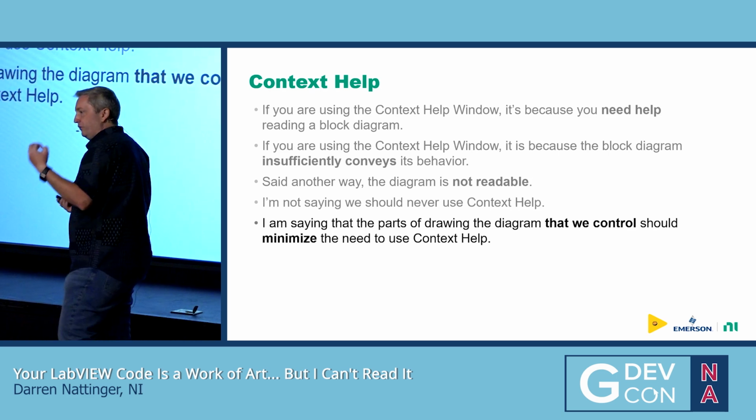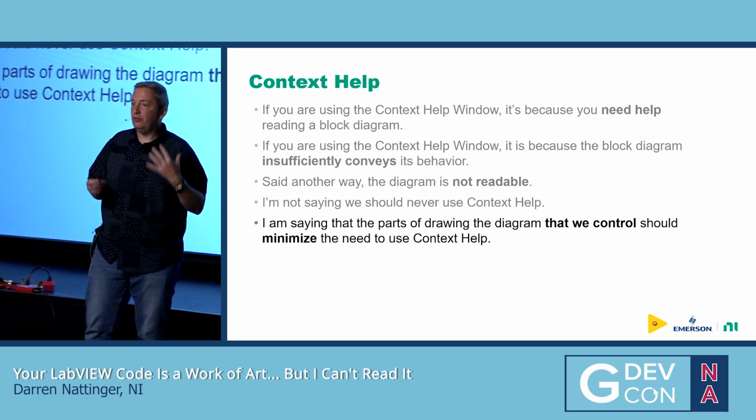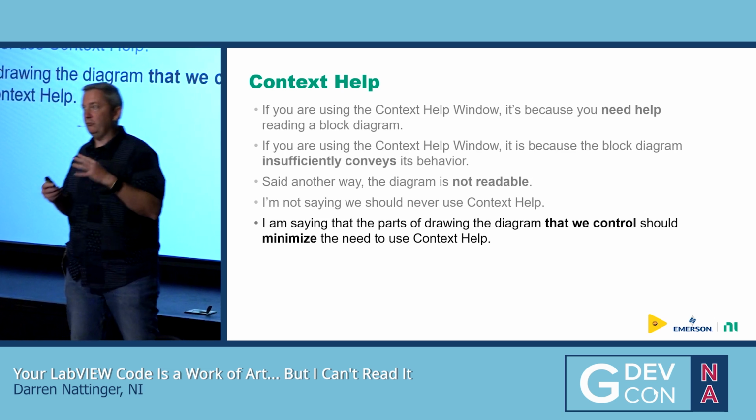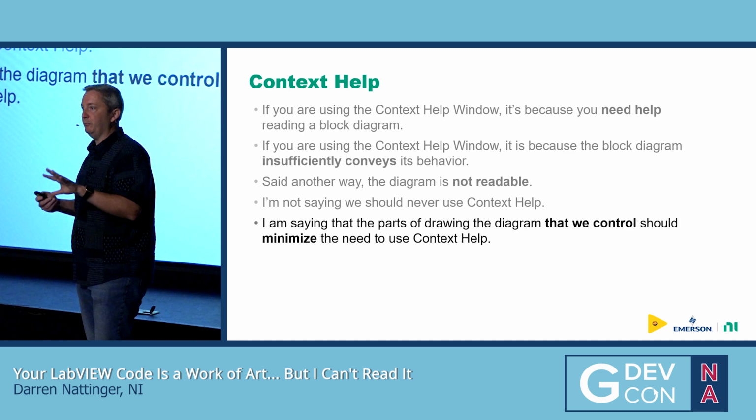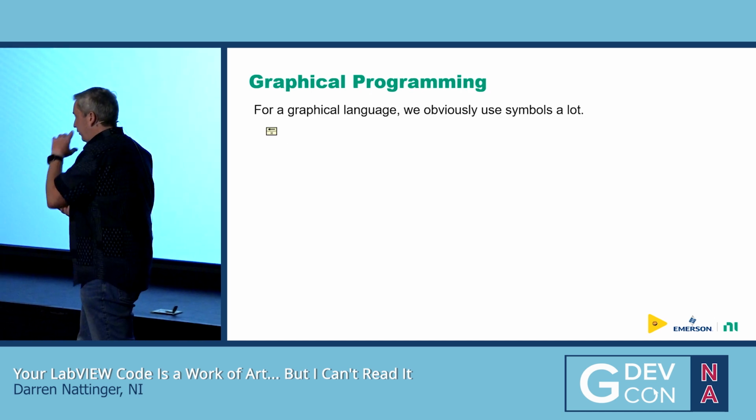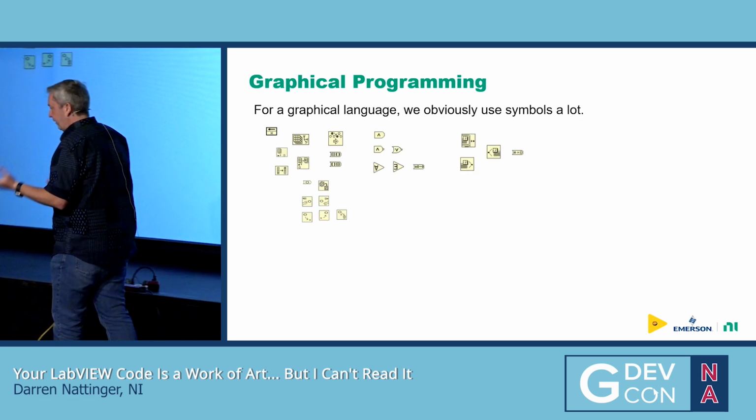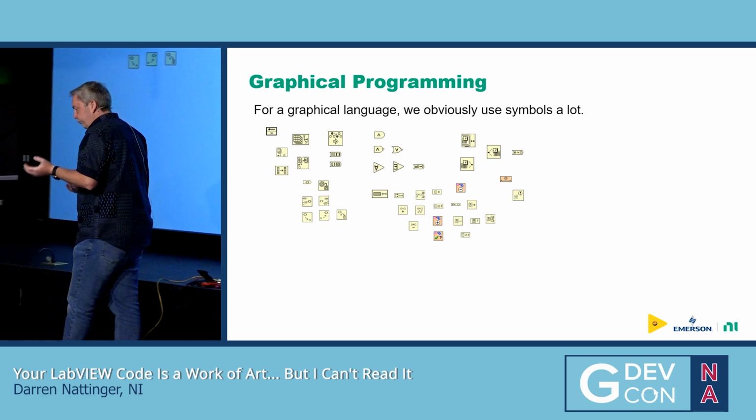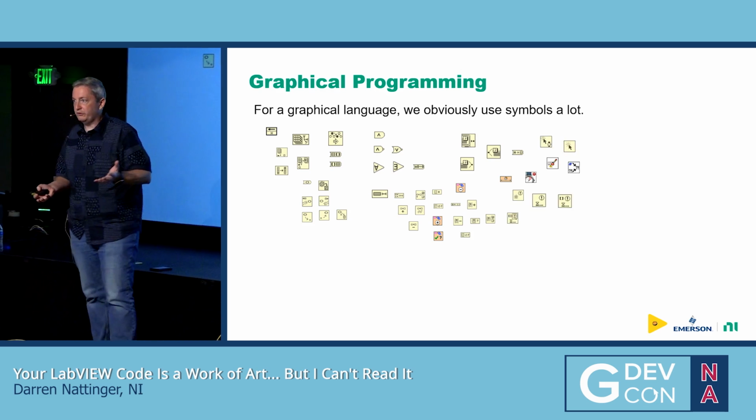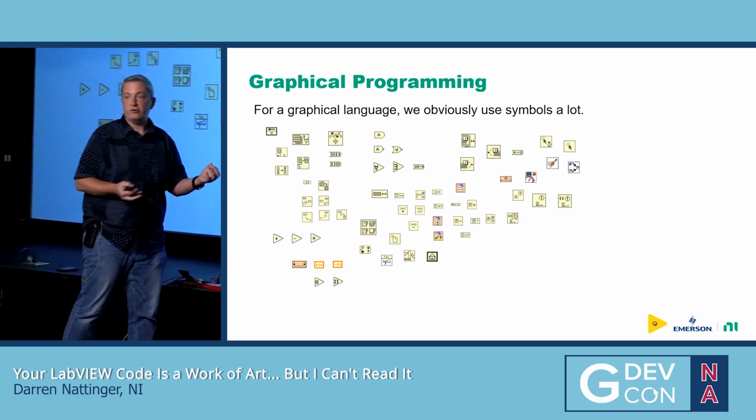I think that the parts of the block diagram that we control as LabVIEW programmers, those are the ones that we should be able to minimize the need to use context help when those functions and VIs are being used. So just to dig into this a little bit deeper, LabVIEW is a graphical programming language. As a result, we use a lot of symbols on our block diagrams, on our functions, on our VIs to sort of describe what's going on.